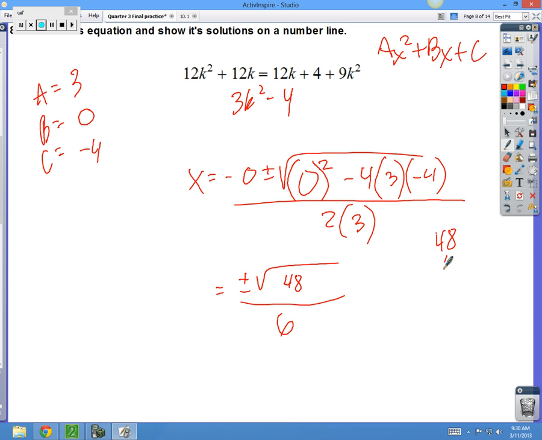48. Let's factor it down. What times what's 48? 6 times 8. 3 times 2. 8 is 2 times 2 times 2. You're going to trade 48 for this. You're going to go plus or minus the square root. How many 2's we got? 2 squared, 2 to the 4, times 3. And then on bottom we just got 6.